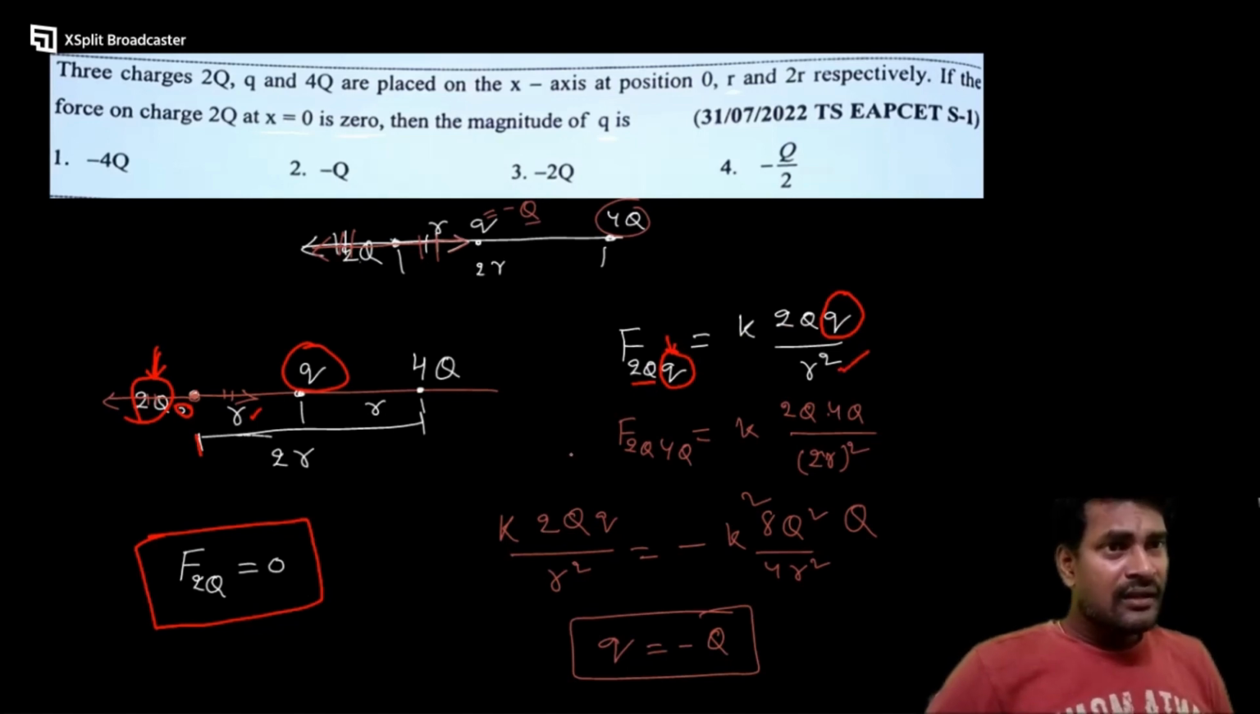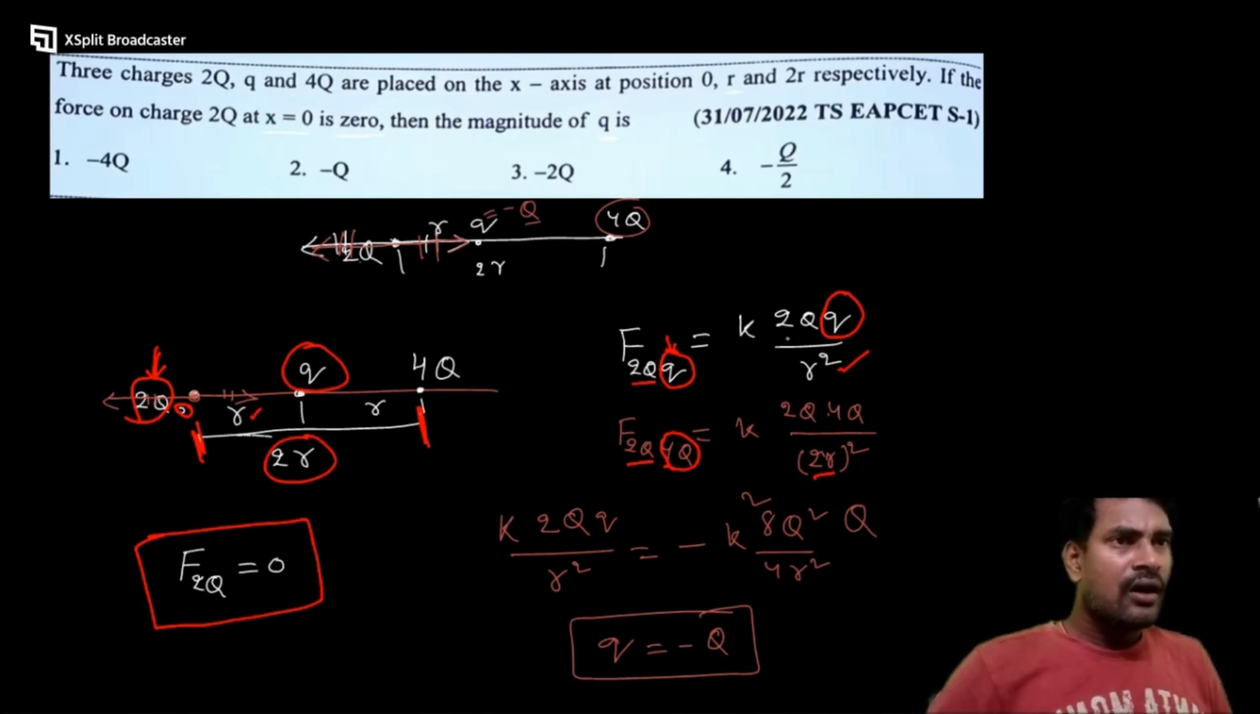Similarly, there is another force due to this 4q charge on the 2q charge. I named it F2q 4q, meaning the force on this 2q charge due to the other charge of 4q, given by k into 2q into 4q by 2r whole square. Why have I written 2r here? See, the distance from origin to this 4q is 2r. That was given in the question. So that's why I have taken 2r whole square.